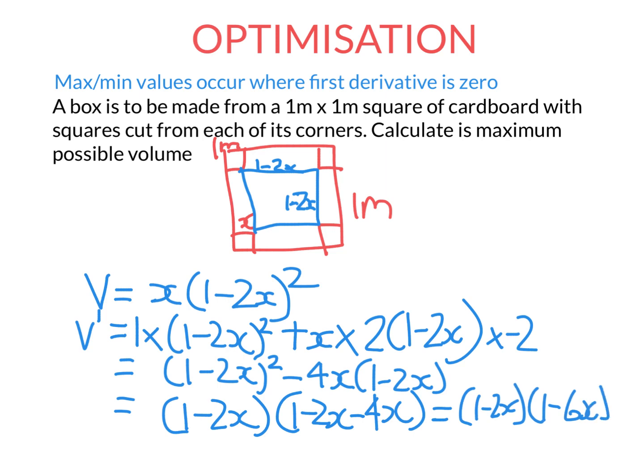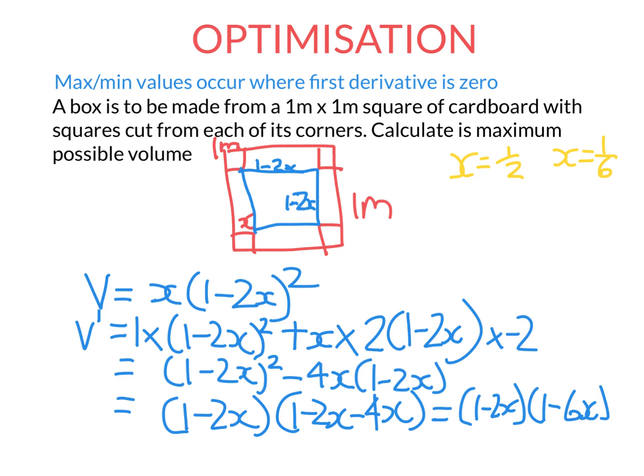So we have two possible solutions here if the first derivative is equal to 0. Either 1 minus 2x is equal to 0, so that would mean that x is equal to positive a half, or if 1 minus 6x equals 0, x would equal a sixth. So we know that one of these is going to give the side length of the squares cut out that will yield the maximum volume, but we don't know which one's which.